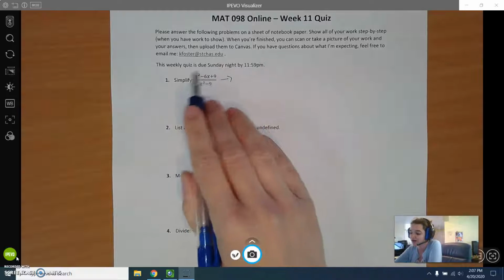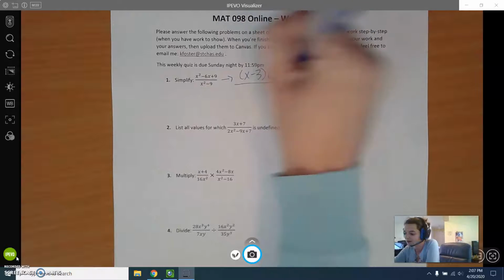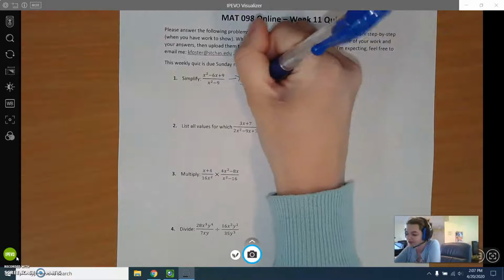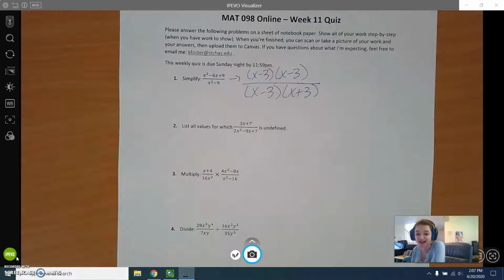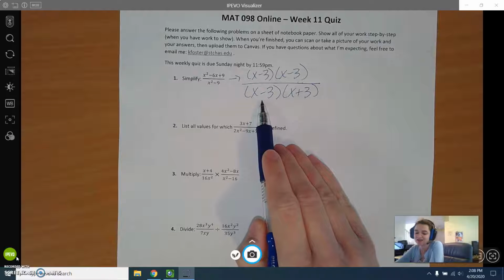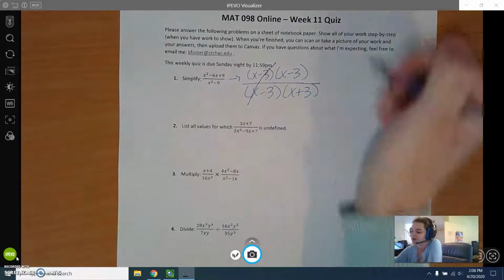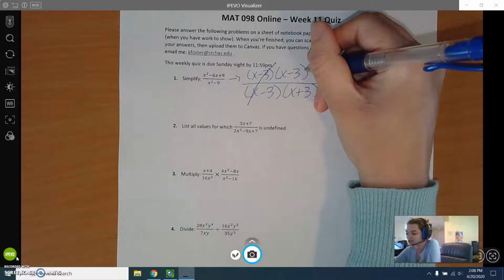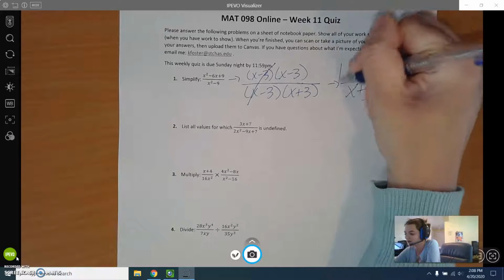Factoring first, in the numerator, that would be x minus 3 times x minus 3. In the denominator, x squared minus 9 factors as x minus 3, x plus 3. Once it's factored, it's actually multiplied out, so now we can divide out common factors. I have an x minus 3 divided by x minus 3, and anything divided by itself is 1. So now we have 1 times x minus 3 over x plus 3, which would just be x minus 3 over x plus 3, and we are done.